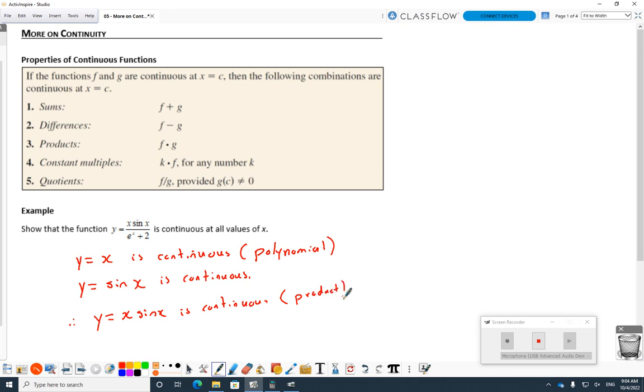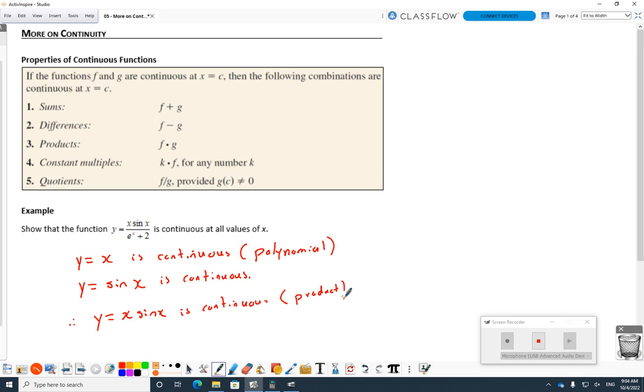So you see what I'm up to? I'm slowly building this crazy function here. I said, okay, one piece at a time. x is continuous. I know that because it's a polynomial. Sine x is continuous. So x sine x is continuous. I'm done with the numerator. The numerator's always continuous.